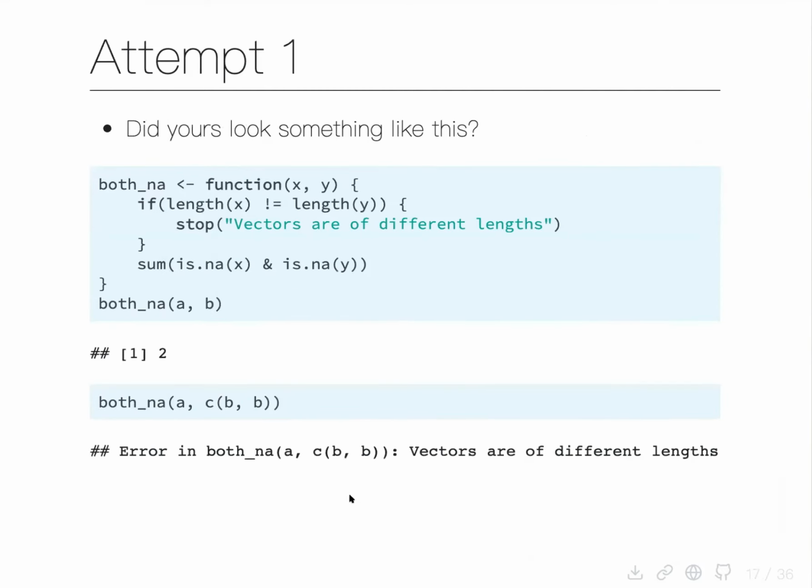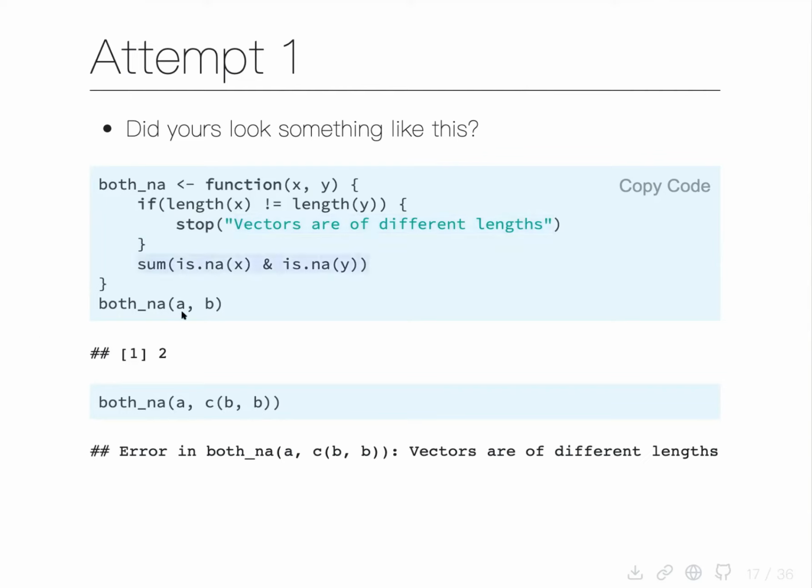Okay, this is how I would have done it. I would say if the length of x does not equal the length of y, then we're going to go into this part: stop, vectors are of different lengths. Otherwise it's just going to continue on, and we're going to do this part.